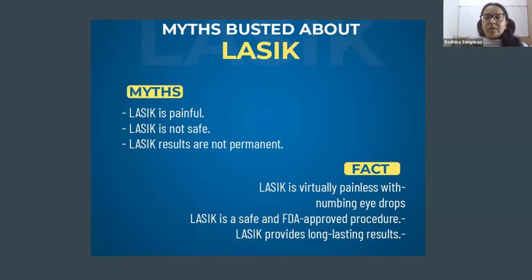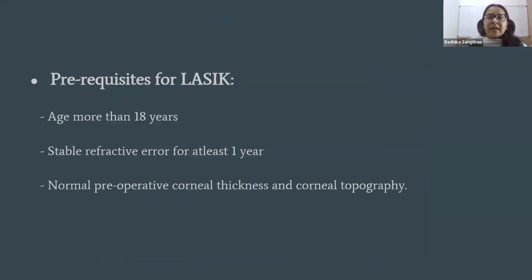checkups done before the refractive surgery procedure to make sure that the procedure is safe in your eyes. So what are the prerequisites for LASIK? Age should be more than 18 years. You should have a stable refractive error for at least 1 year, and normal preoperative corneal thickness and corneal topography. So the scans that are done before the procedure should be normal.